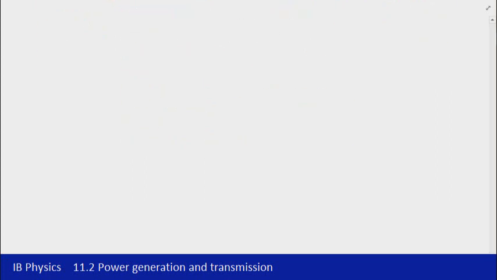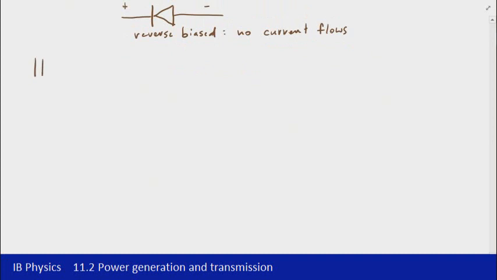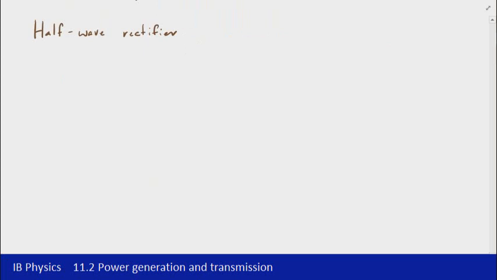Now, there are two types of rectifying circuits that we're going to look at. The first is known as a half wave. There's a few reasons why a half wave rectifier is used. What we'll do is have a look at a circuit diagram.